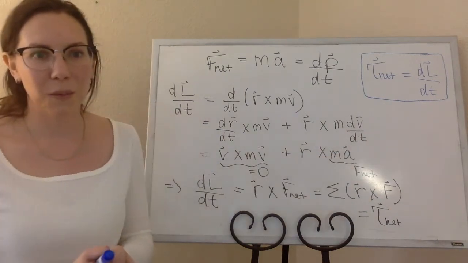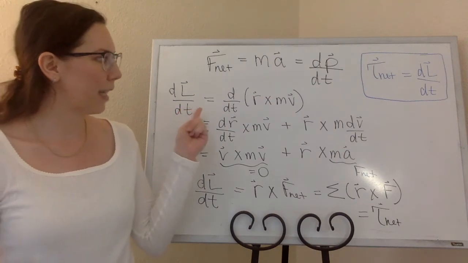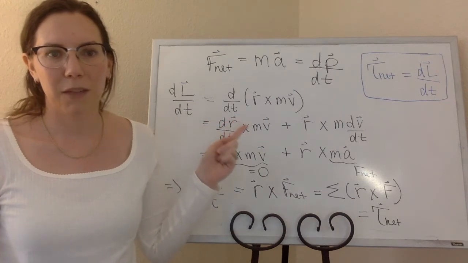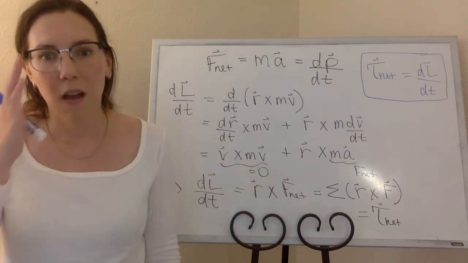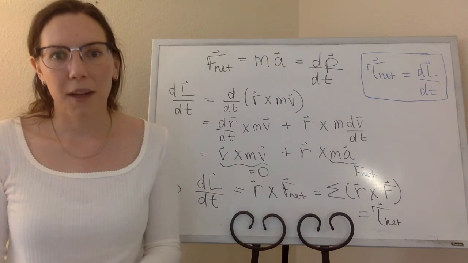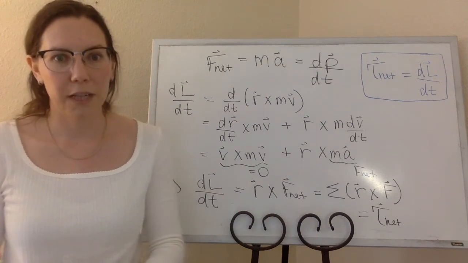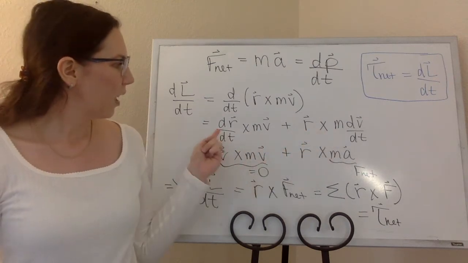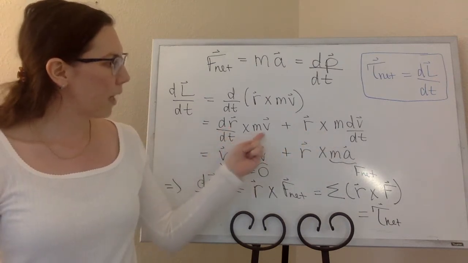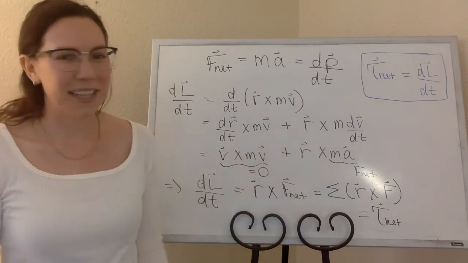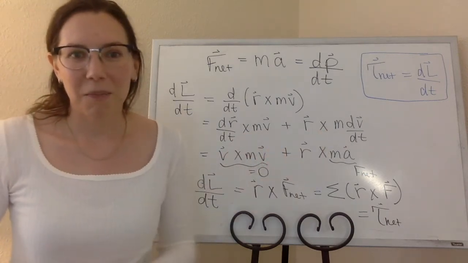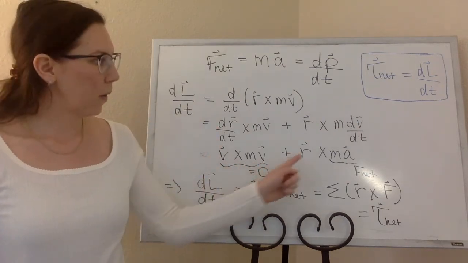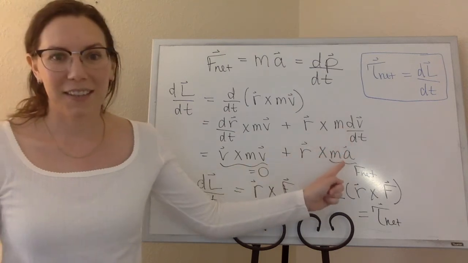If we start with the derivative of angular momentum, dL by dt, we just showed that angular momentum is r cross mv, so let's take the time derivative of that: d by dt of r cross mv. We can apply the product rule for derivatives: derivative of the first times the second plus the first times the derivative of the second. So we have dr by dt cross mv plus r cross m dv by dt. Plugging in some quantities that we know, dr by dt is the velocity, and dv by dt is the acceleration.